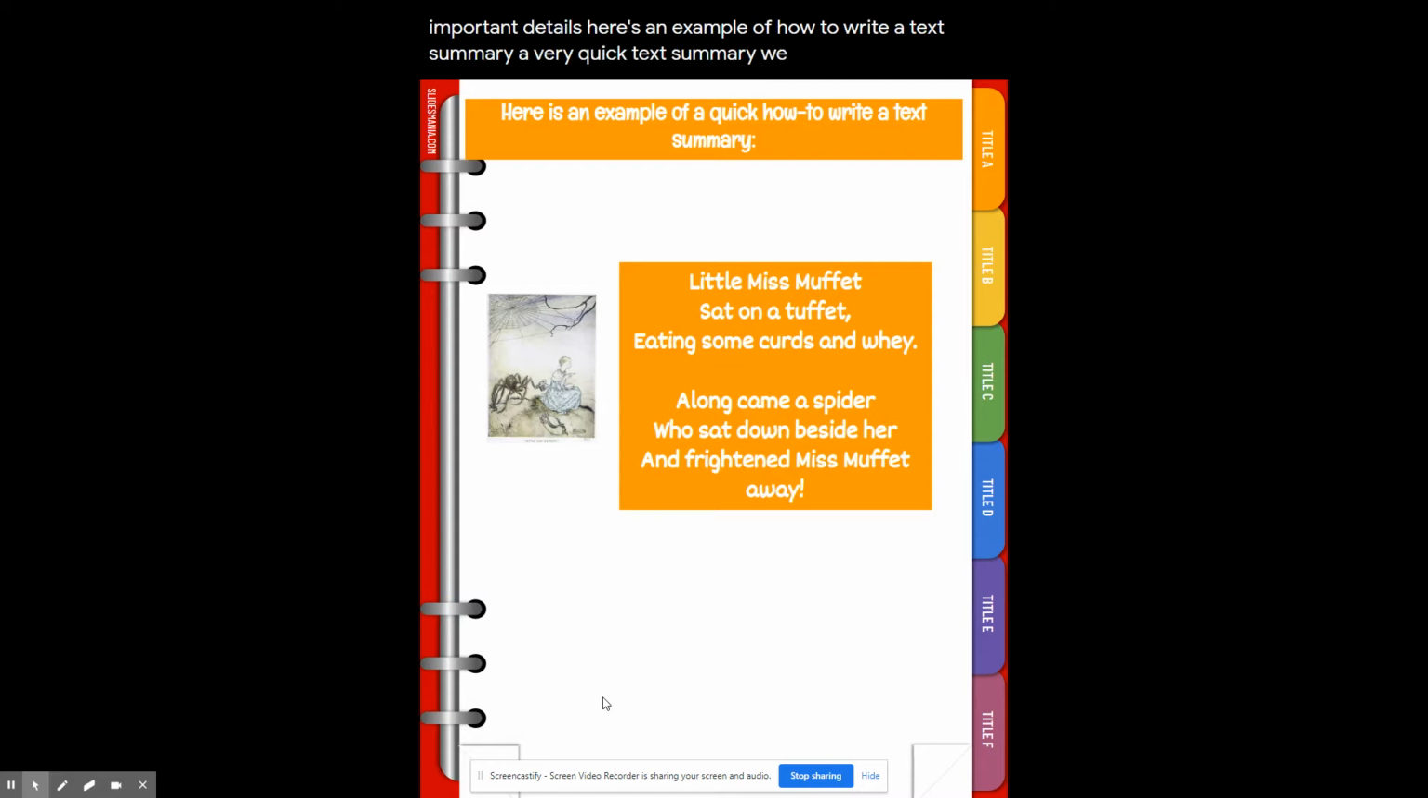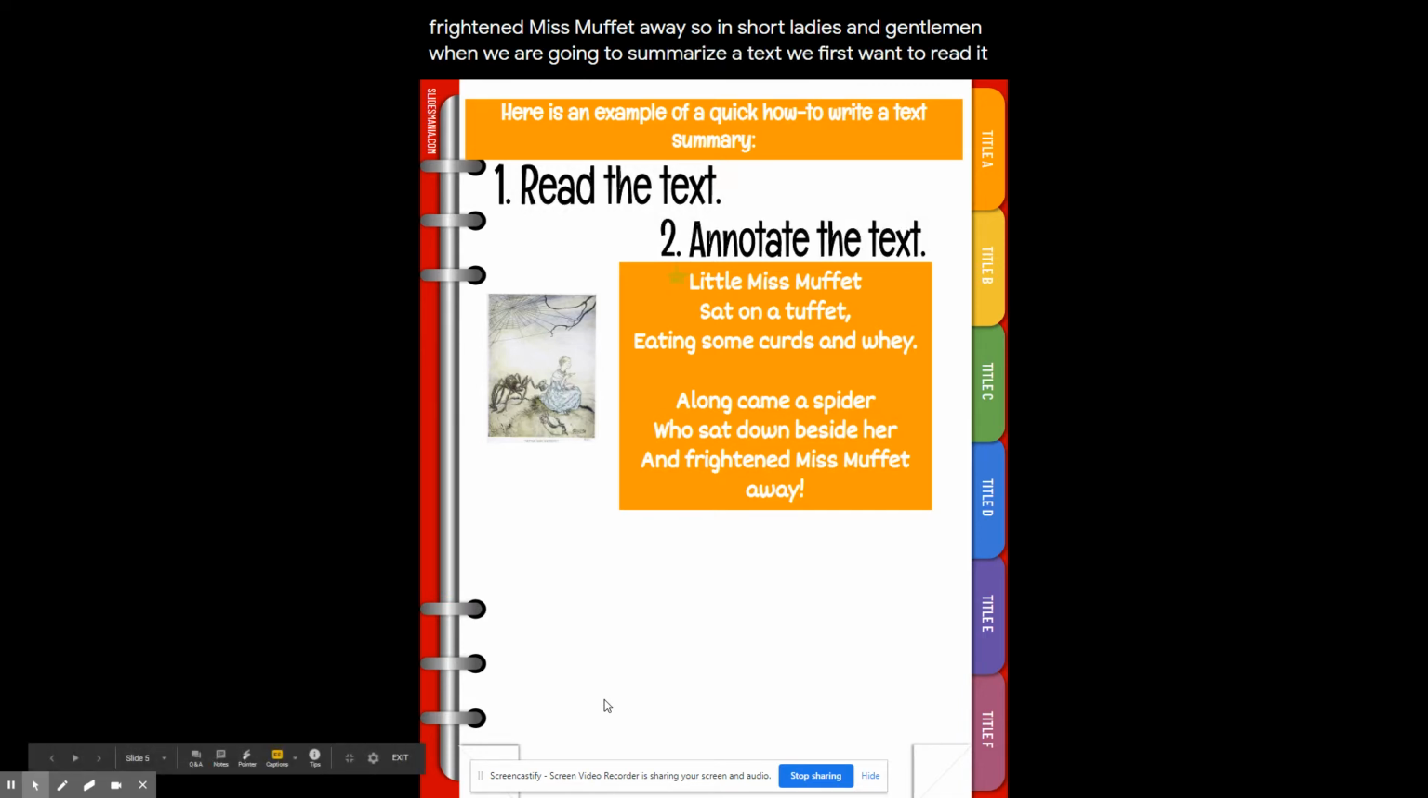We read the poem, or actually this was a nursery rhyme, which is in the genre of poetry. Little Miss Muffet sat on a tuffet, eating some curds and whey. Along came a spider who sat down beside her and frightened Miss Muffet away. So, in short, ladies and gentlemen, when we are going to summarize a text, we first want to read it and then we want to annotate it.